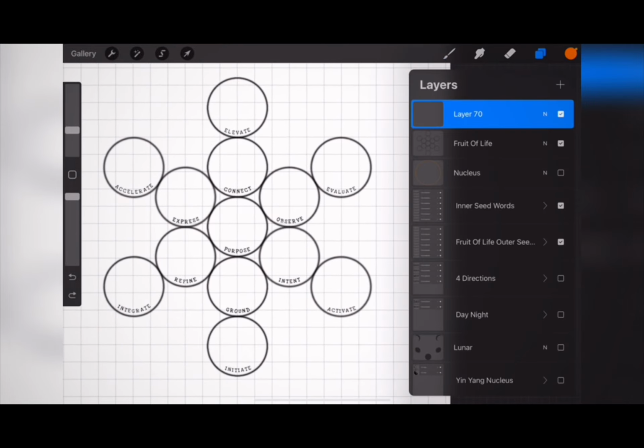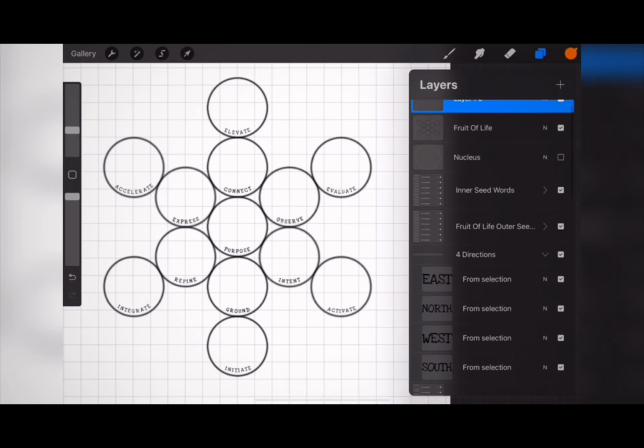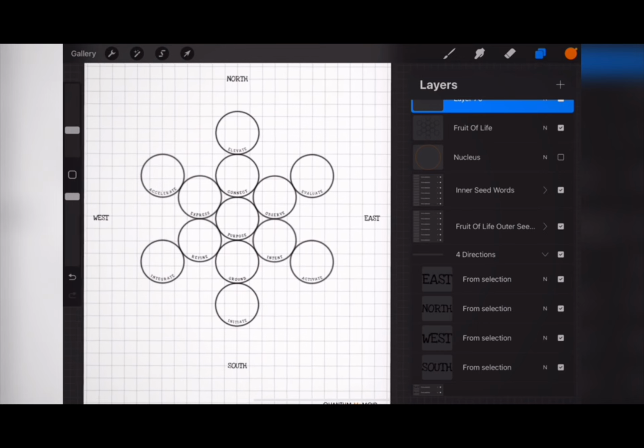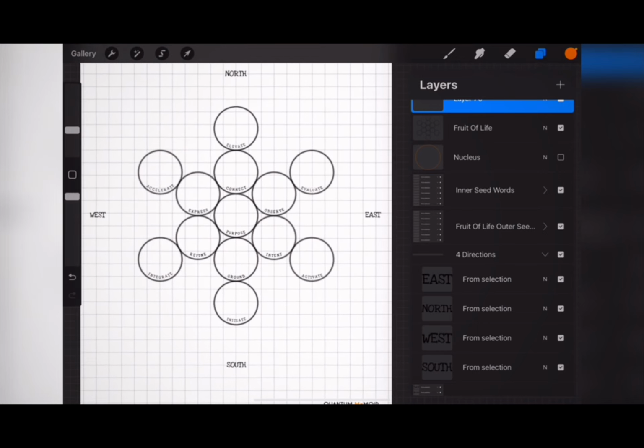So now we have the outer seed words. We're going to pull up those directions, the 4 directions. These are the coordinates that we use on a plane, the geographical plane of the surface of the planet. These are not necessarily coordinates that represent space in a spherical way. This is still looking at our map as a flat page. So we're very familiar with north, east, south and west, never eat shredded wheats.